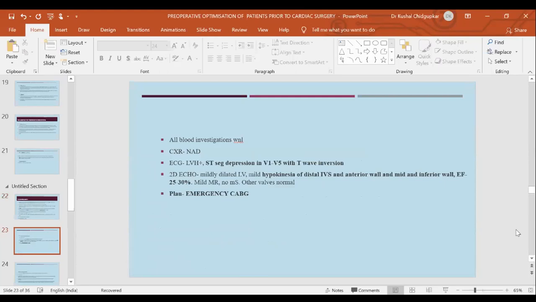So all blood investigations are normal, chest X-ray is normal, ECG shows LVH and ST segment depression in V1 to V5 with T-wave inversion. 2D echo shows mildly dilated LV, mild hypokinesia of distal interventricular septum and anterior wall and mid and inferior wall. Ejection fraction is 25 to 30%, mild MR. And so the plan is emergency CABG.